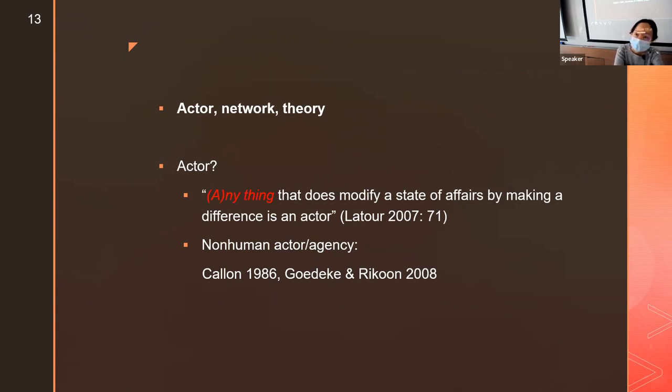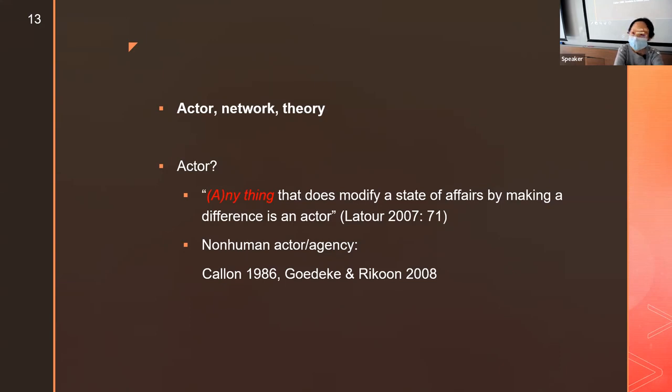So let's first look at actor. What is an actor? According to the definition of Latour, an actor is anything that does modify a state of affairs by making a difference. So here, what does it mean? It means that anything, people or things, that can make a change to any course of action or to any course of development can be seen as an actor.